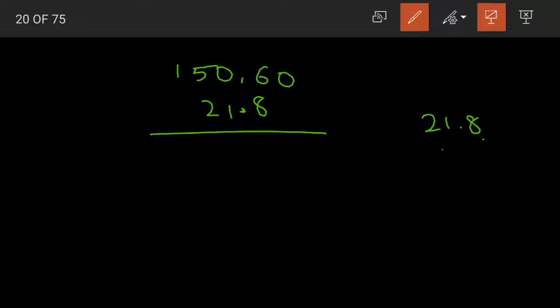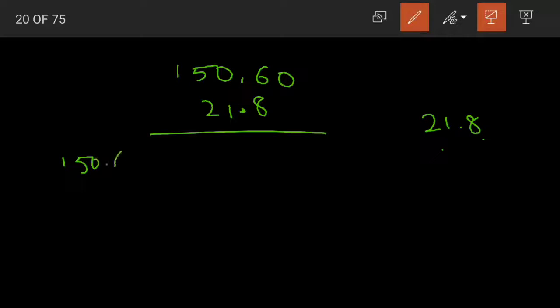If you look at decimals, suppose I have 150.60 and then I have 21.8. How should I write these two together? Keep the point here, children. Both the points should be one below the other. Before the point we have 21, after the point I have 8. So this will be the correct way to write.